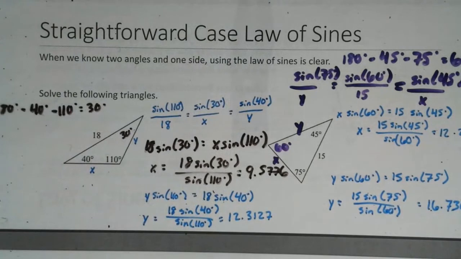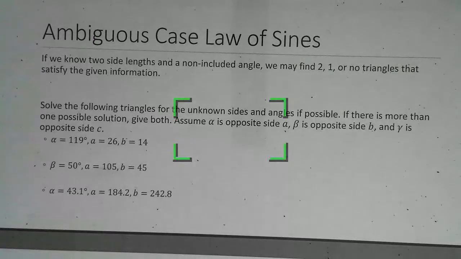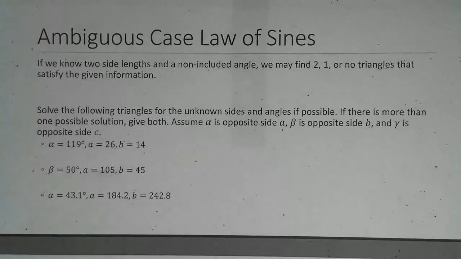So this law of sines is helping us solve for the sides of a triangle because we can find the angle, we just need to find the sides. But there are some other cases where we can use the law of sines, but things get just a little bit funkier. And it's called the ambiguous case for the law of sines. If we know two side lengths and a non-included angle, we may find two, one, or no triangles that satisfy the given information. So we're going to solve the following triangles for the unknown sides and angles if possible. If there's more than one possible solution, we're going to get both.